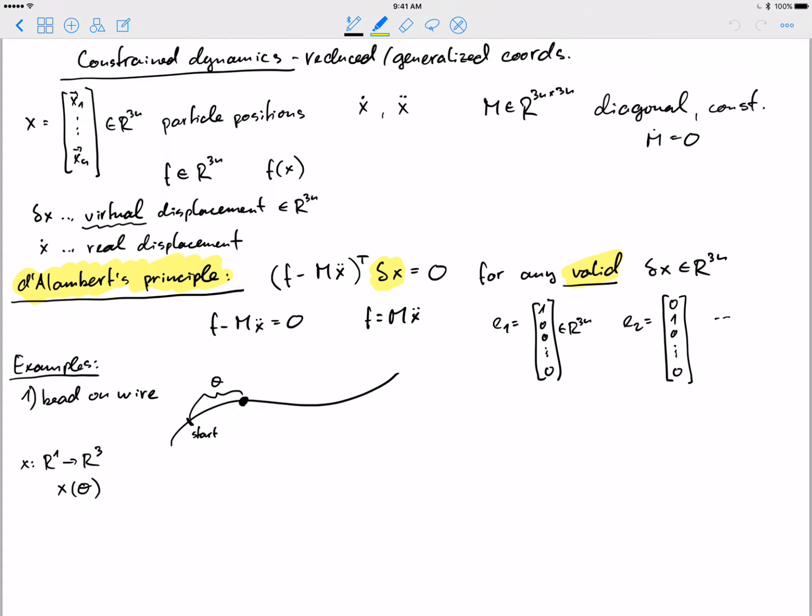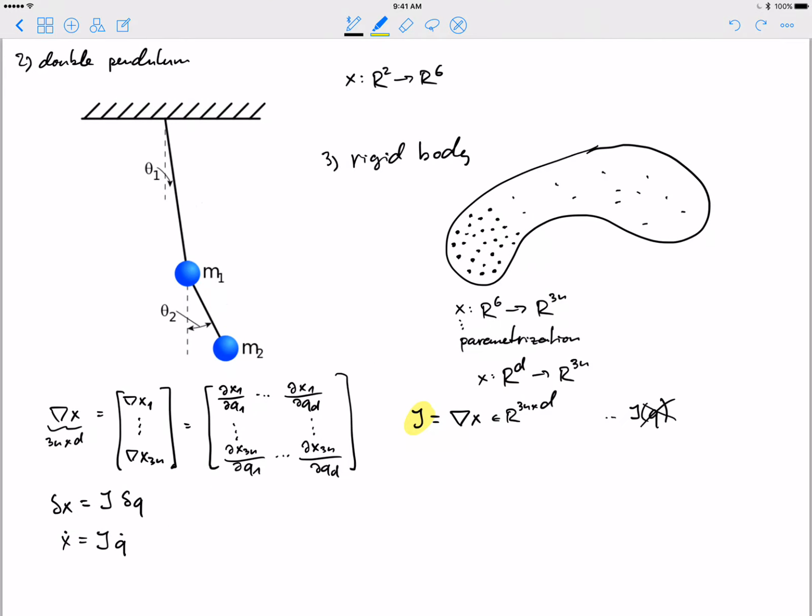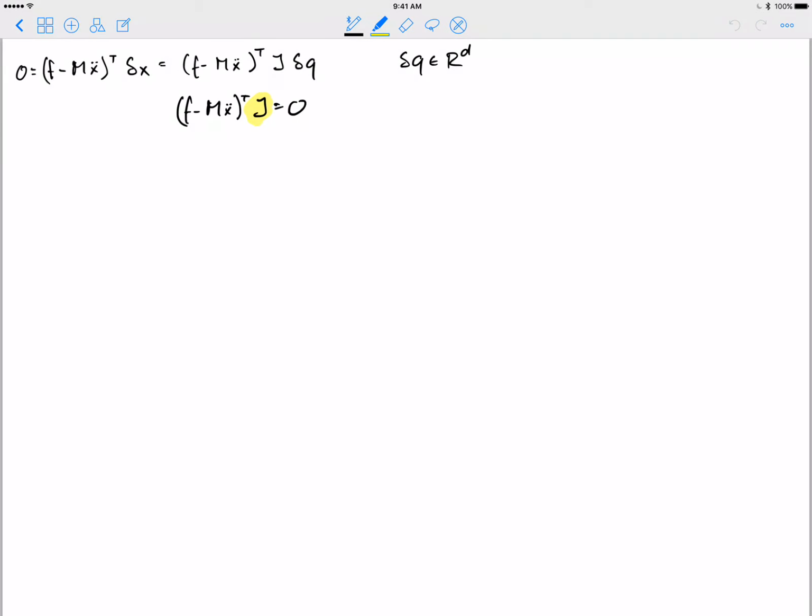I'm not sure what I was going to show here. I think I was just going to remind you that J is a 3n by d dimensional matrix, and delta q is a d-dimensional vector. Plugging in all the standard basis vectors isolates all of the components. You can also transpose the whole thing and write it as J transpose (f minus m x double dot) equals 0. I just transposed both sides of the equation. So you can say that J^T f equals J^T m x double dot.